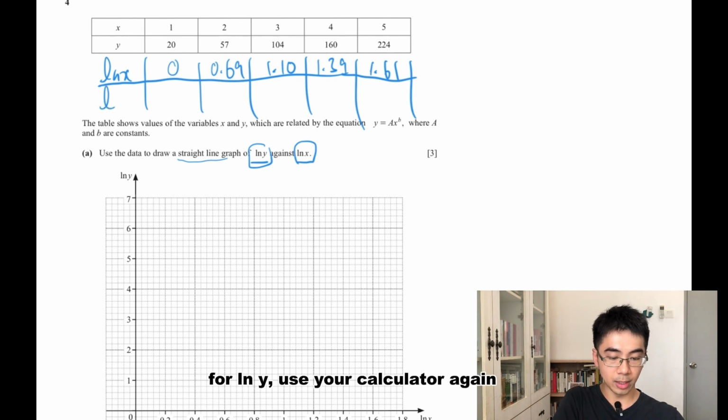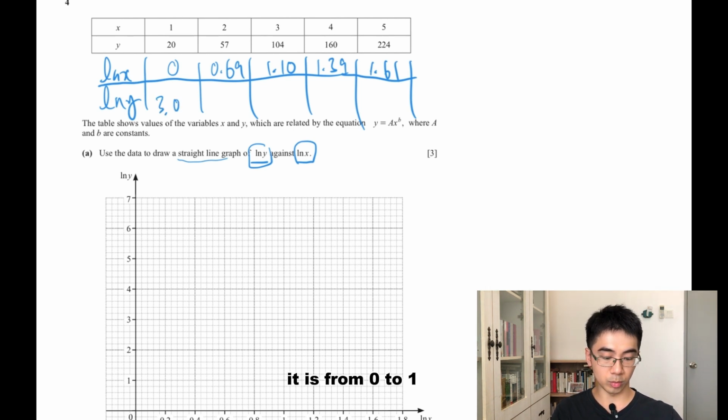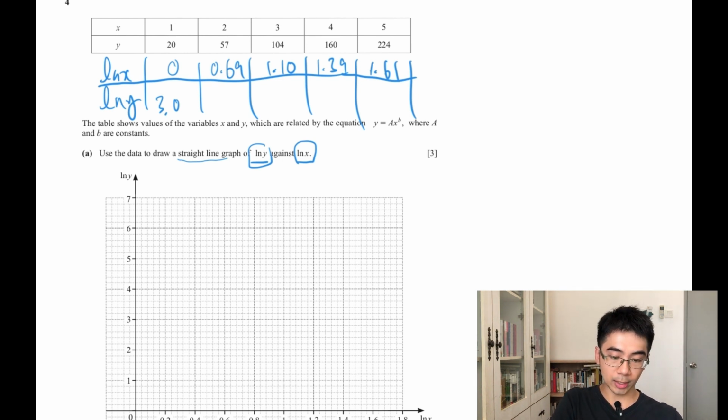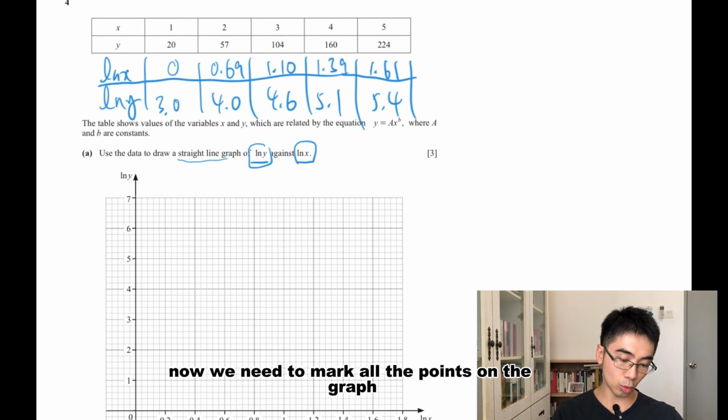How about natural log y? Use your calculator again. Natural log 20 will give you 3.0. For natural log y, we can take a look. It's from 0 to 1, so the smallest one should be 0.2. So I will just have 1 decimal place for natural log y. The next one, natural log 57 will give you 4.0. Natural log 104 will give you 4.6. And natural log 160 will give you 5.1. And then natural log 224 will give you 5.4. So that's all. Now we need to mark all the points in the graph.